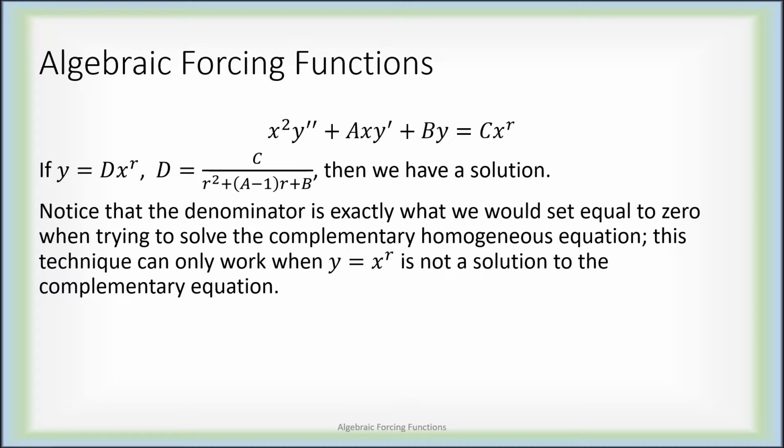Now that denominator, r squared plus a minus 1 r plus b, is exactly the characteristic equation that results when you make the relevant substitution, x equals e to the t, into the homogeneous Euler equation. So if x to the r happens to already be in the fundamental set of solutions, then that denominator will be 0 and this totally fails. However, if x to the r is not a solution to the homogeneous equation, well then that denominator won't be 0 and we're fine.